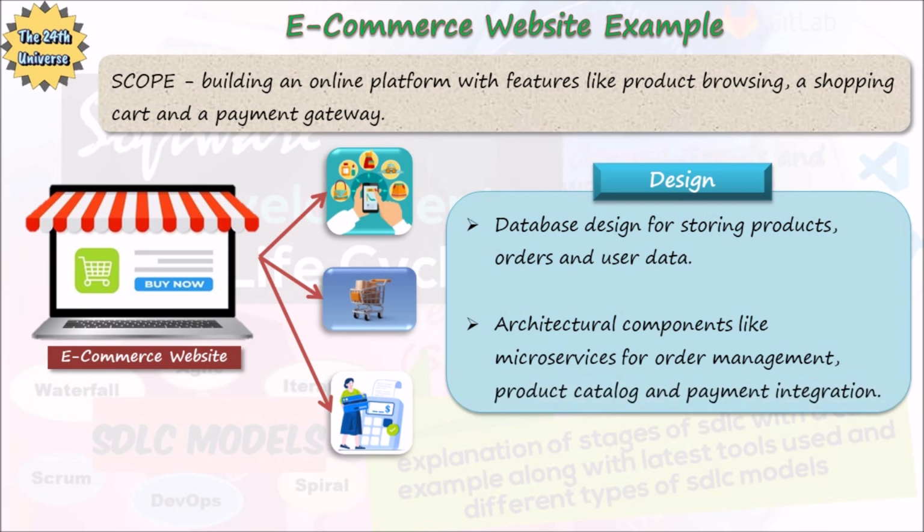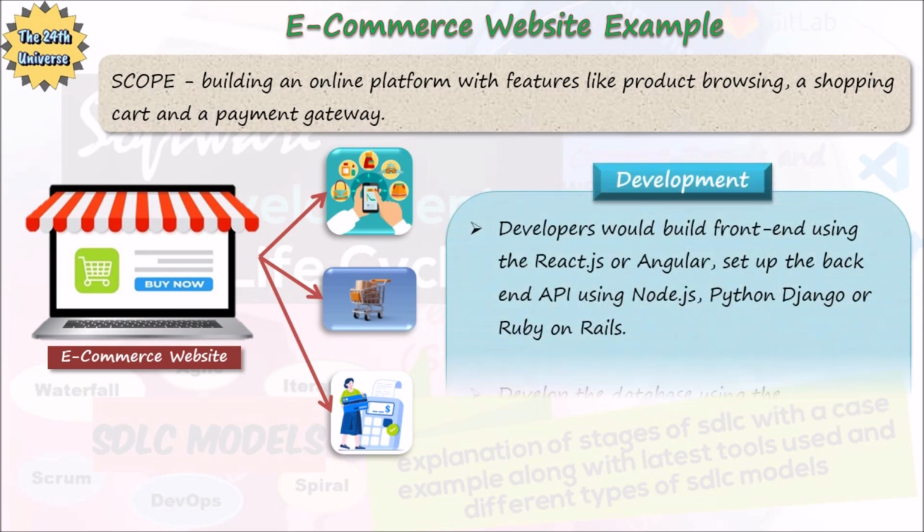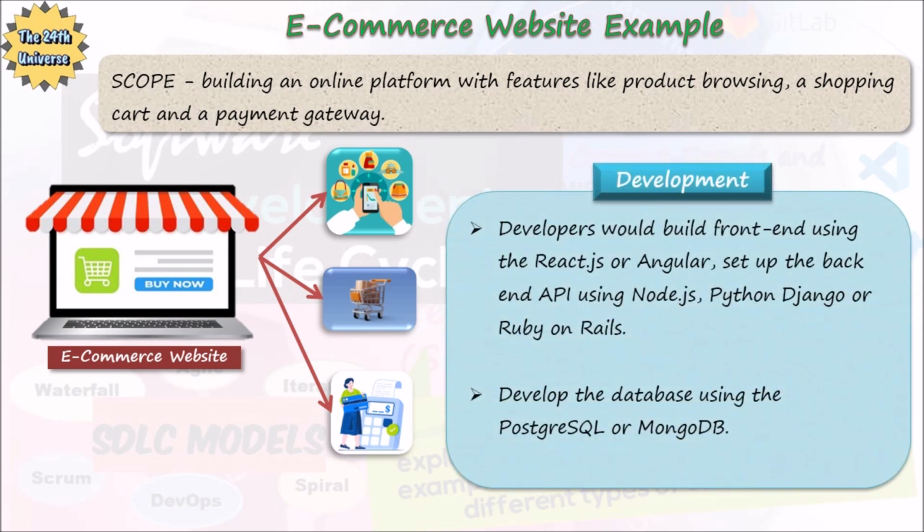Design might include database design for storing products, orders, and user data, and architectural components like microservices for order management, product catalog, and payment integration. Developers would build the front end using React.js or Angular, set up the backend API using Node.js, Python, Django, or Ruby on Rails, and develop the database using Postgres or MongoDB.